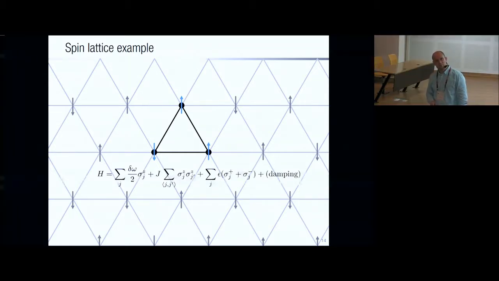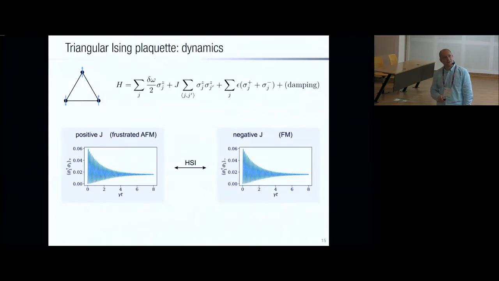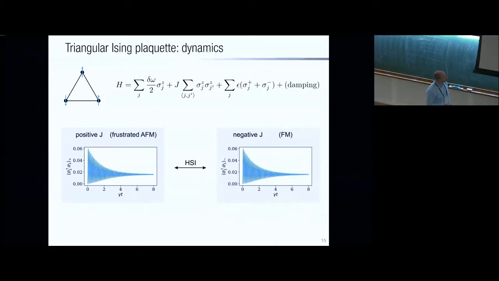But if I switch to the driven and damped spin lattice and apply this mapping, then I find that in the dynamics, I'm not going to see anything special coming from this frustration. And again, if you don't believe it, you can do numerics and check for whatever expectation value you want. You start with a well-defined initial state, you let the system evolve, and you observe the same thing in both cases, for both signs of j.